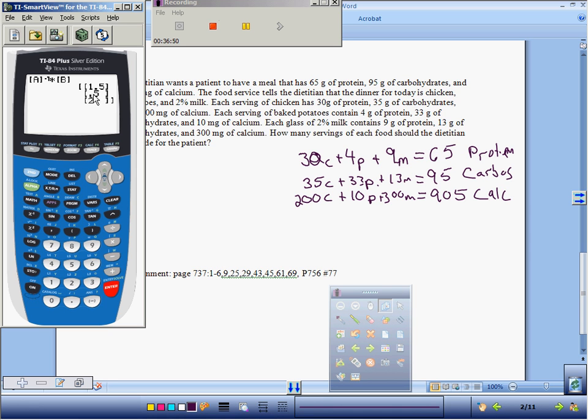Chicken, 0.5 servings of potatoes, and 2 servings of milk, okay?